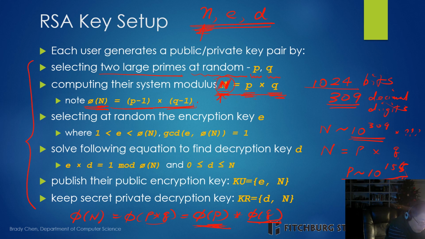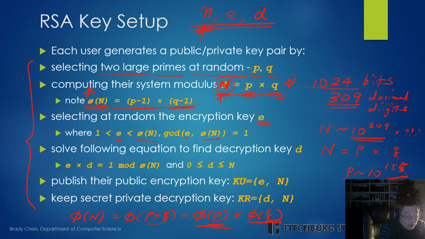That's also important, okay? Remember this. Then we're going to randomly select the encryption key E. We randomly generate a number E which is less than phi of n and greater than 1. We also want to make sure the GCD, the greatest common divisor, between E and phi of n is 1. That means E and phi of n are relatively prime.